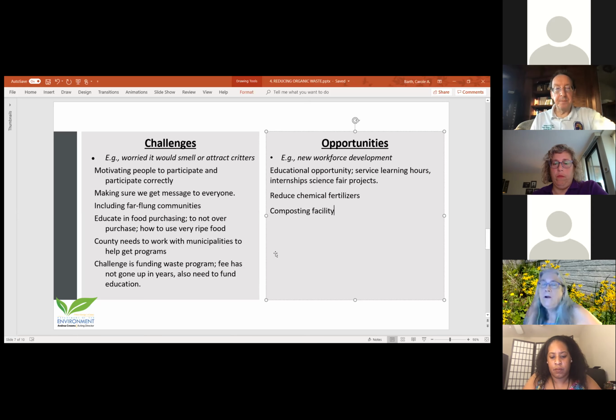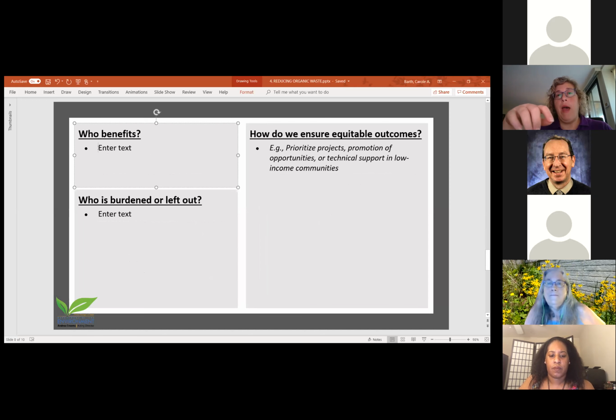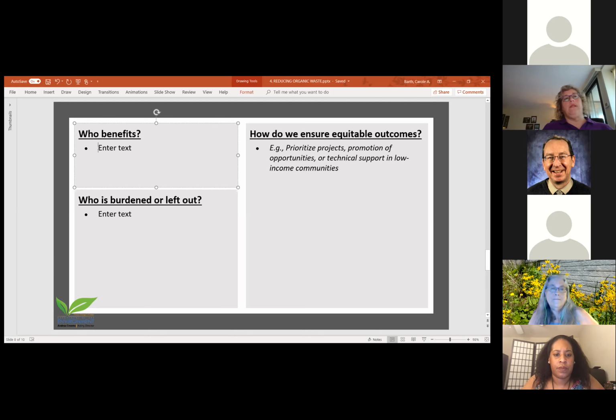Again, keeping in mind that an important part of the county's climate action plan is that it is implemented in an equitable fashion, so that the county is not negatively impacting already underserved and overburdened communities. And how do we make sure that that is happening? So if everything goes well, who benefits, who might be left out, and how can we ensure that it's an equitable program?